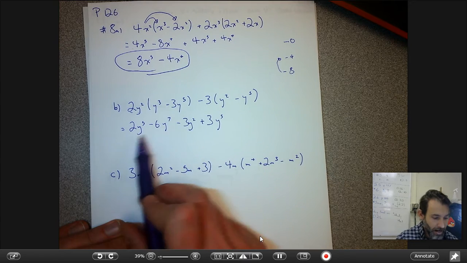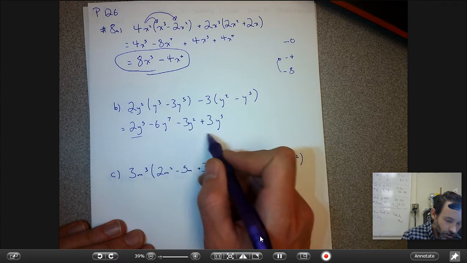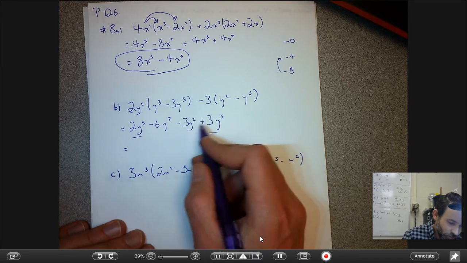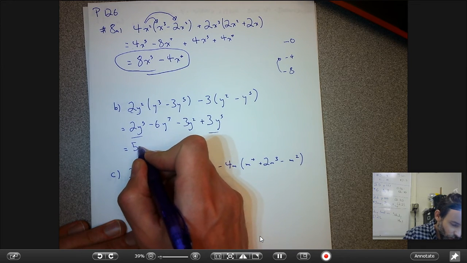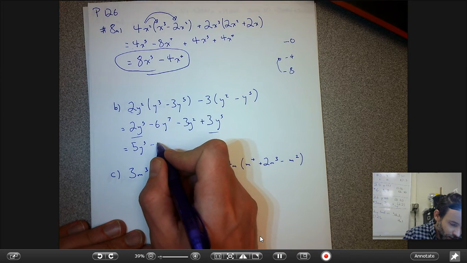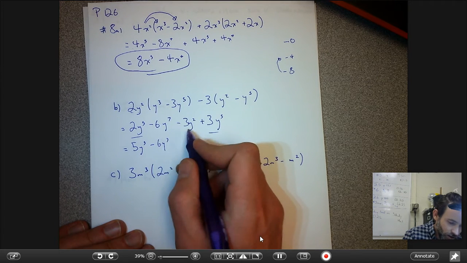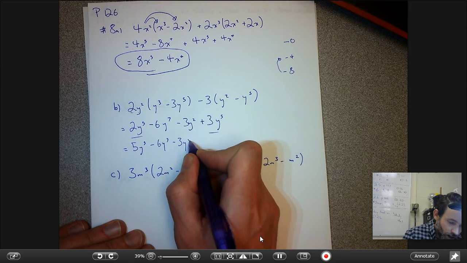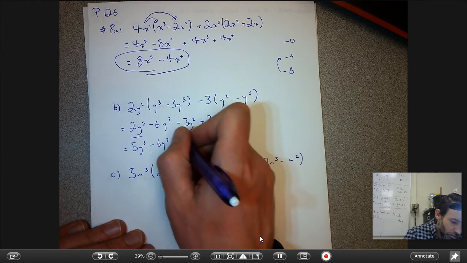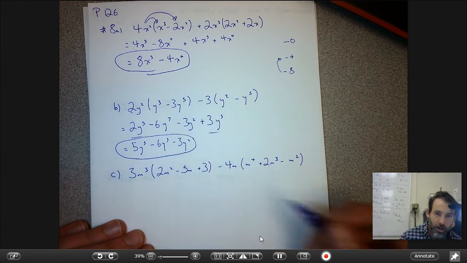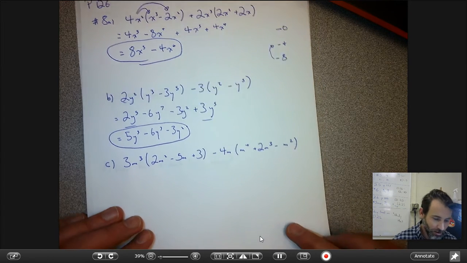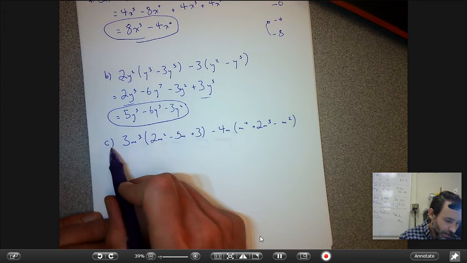Now, I have only one set of like terms that I can collect there, this one and that one. So let's put them together. 2y to the 5 plus 3y to the 5 is 5y to the 5 minus 6y to the 7 minus 3y squared. I have to bring those down. They're still a part of my solution, even though they don't combine with other things. So I circle it, done, final answer. Very pleased with myself. Now, 8c.